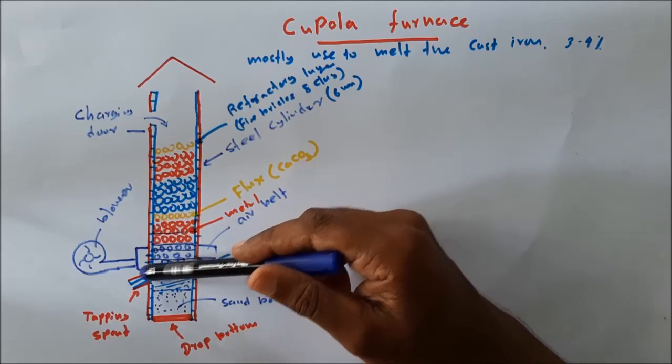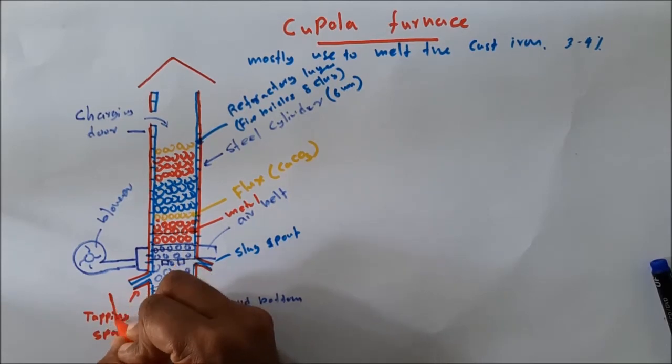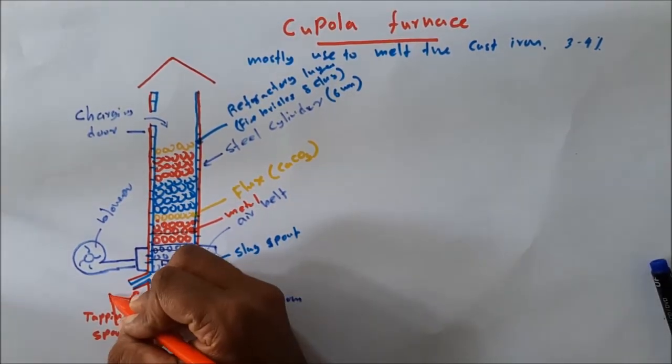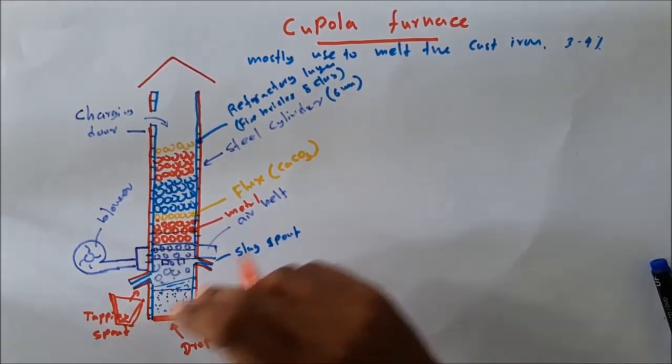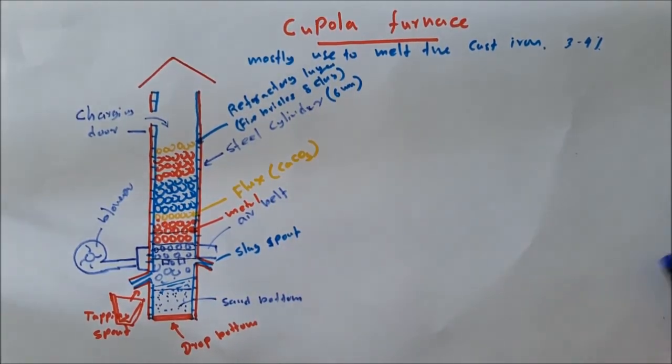Then the molten metal is taken out from this tapping spout to the ladle. This kind of container is called a ladle. It also has a refractory layer inside it. Then the molten metal is taken to a pouring area for pouring. This is the typical structure of the cupola.